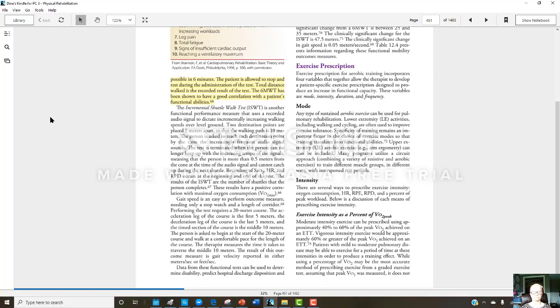Recording of SaO2, HR, and the PD occurs at the beginning and end of the tests. The results of the ISWT are the number of shuttles that the person completes. 67. These results have a positive correlation with maximal oxygen consumption, VO2 max.